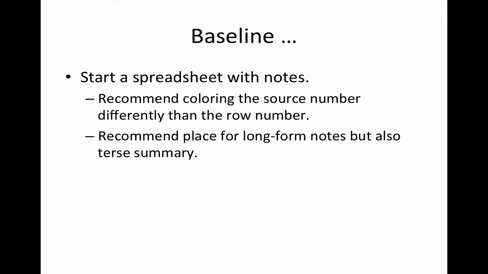So the very first thing you want to start with is a spreadsheet so you can keep your notes. I recommend, because I get screwed up by this all the time, the source number is not the same as the row number, because you can put headers at the top of the column. That has bit me in the butt more times than I can count. So I would recommend coloring the source number column differently than the row numbers, so you're always looking for, say, the purple column that has the source number.